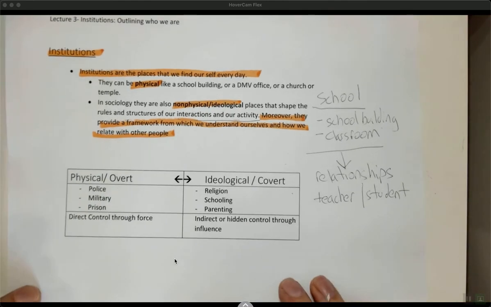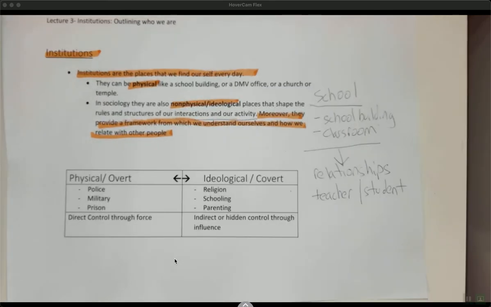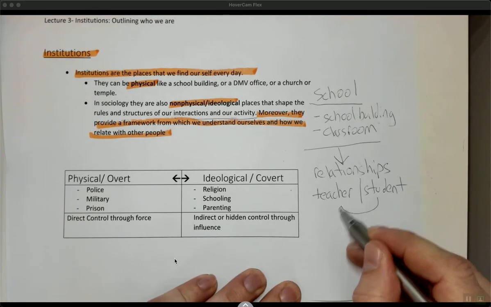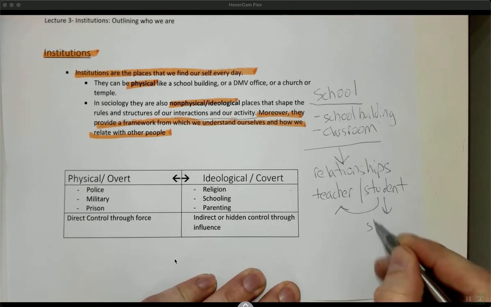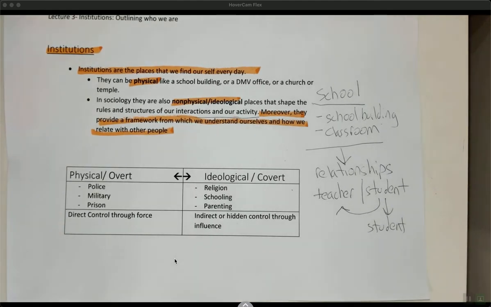So an institution shapes our understanding not only of how we are physically in a space, but also how we interact with each other. So for instance, a student interacting with a teacher is going to look a lot different than perhaps a student interacting with another student. And you might even think about this for yourself when we think about families or at a church. All these different institutions come with themselves different forms of relationships, different rules of how we act. So we're going to break that down and see how social institutions shape how we understand ourselves and how we understand each other, and therefore how we work with each other.